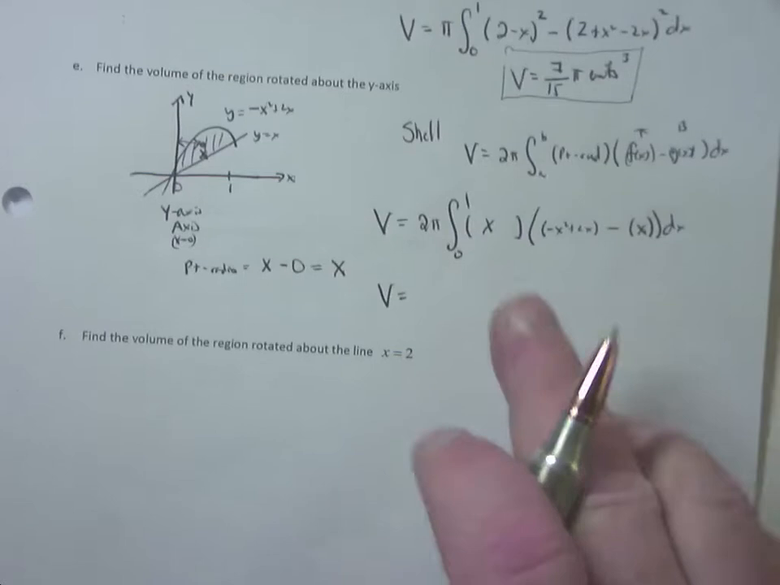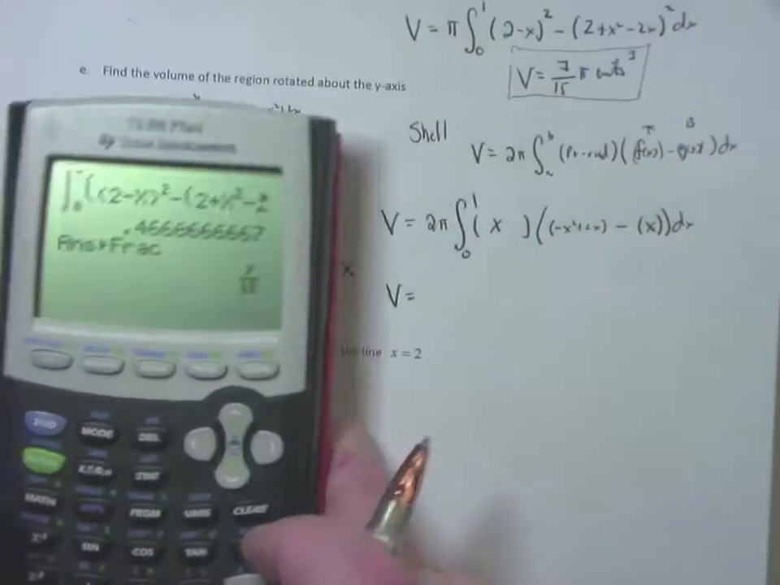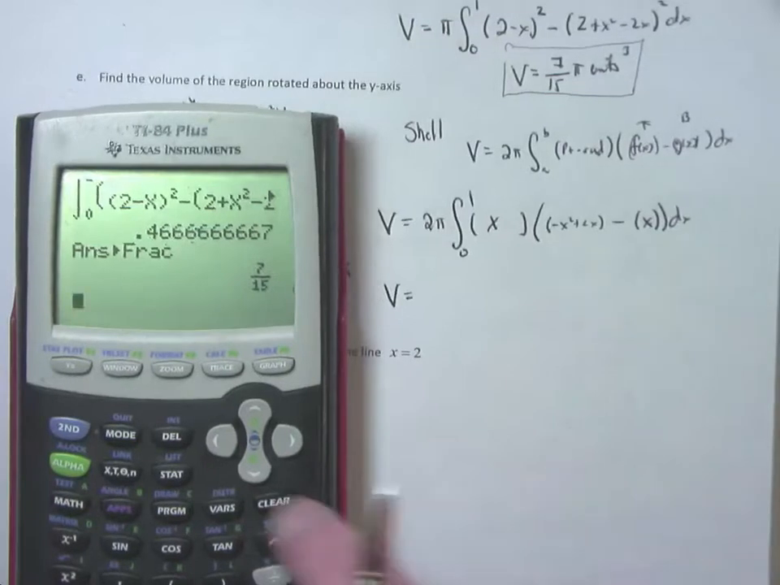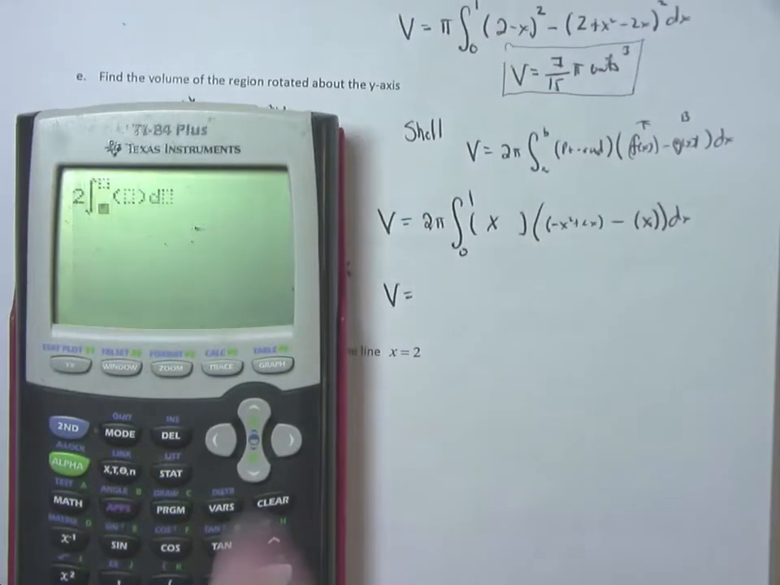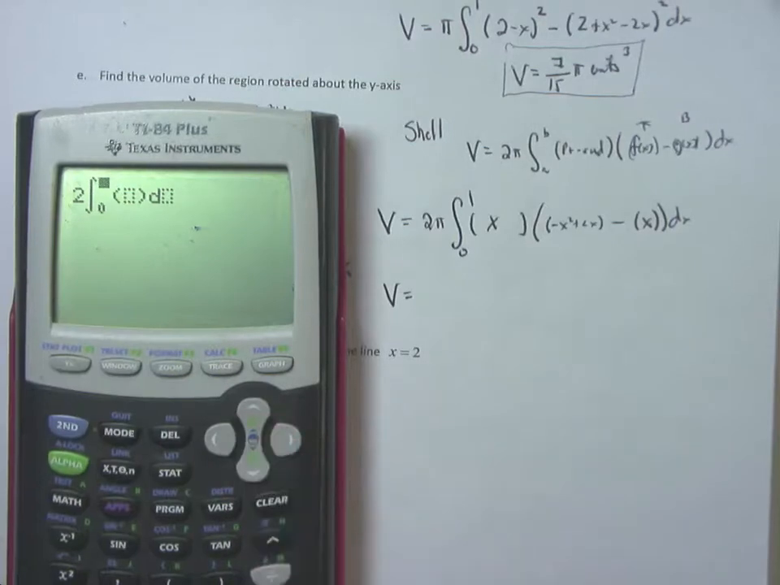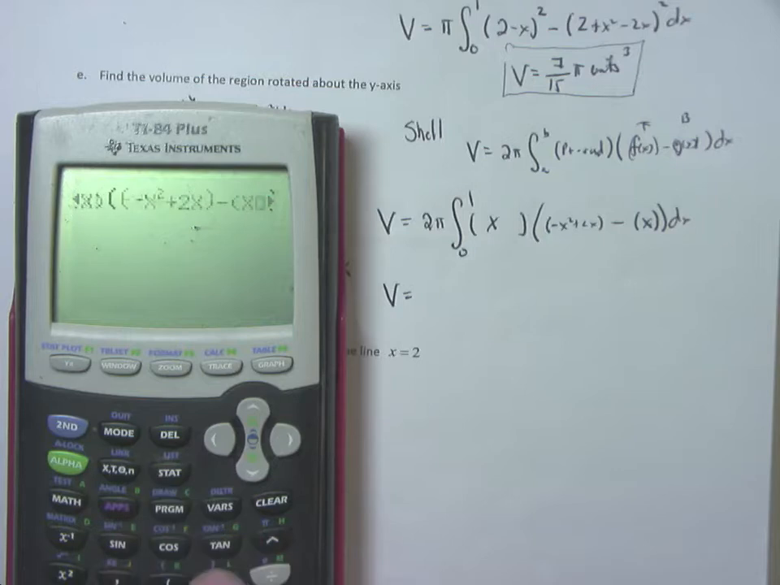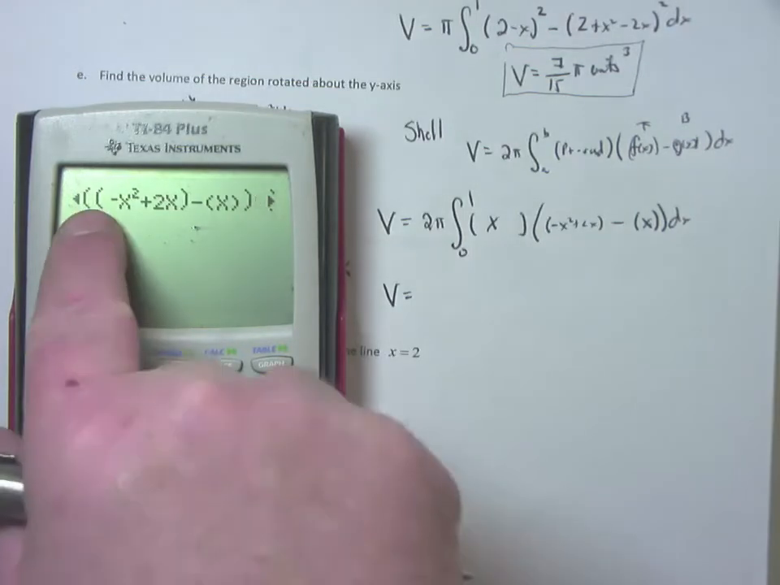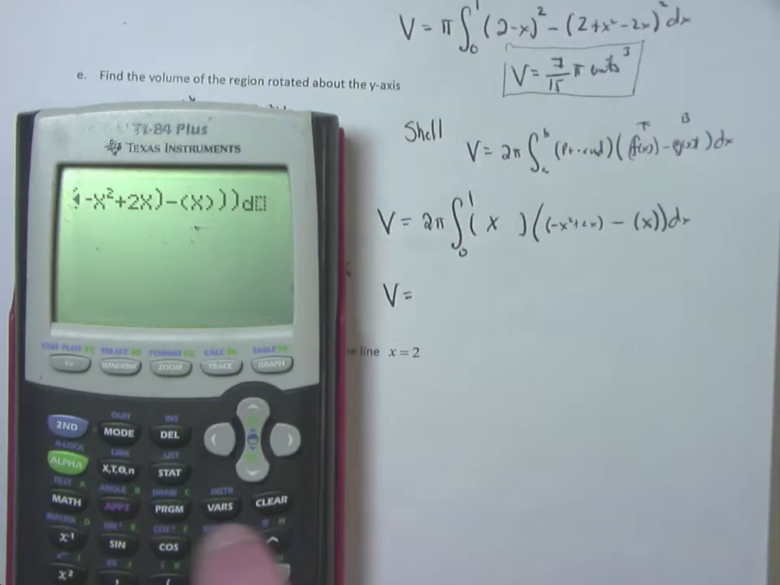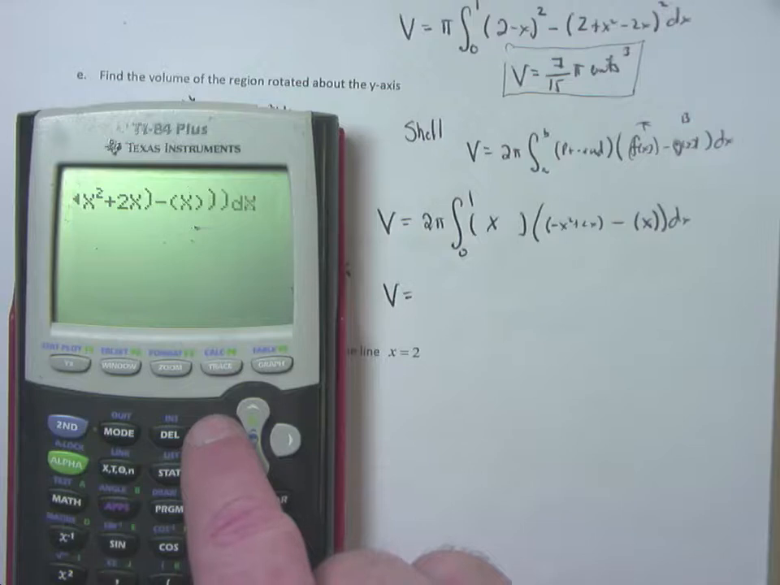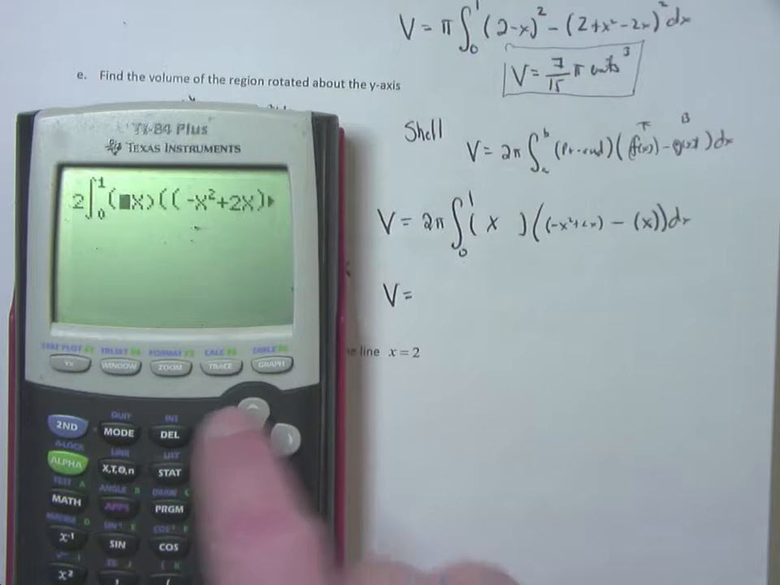Now, on this particular problem, I traditionally leave my answer in terms of pi, but the shell method has this 2 pi out in front of it, so I'm going to get 2 and then go math number 9, so that represents the 2, and just stick the pi on there, from 0 to 1 of my point radius, which is parentheses x, close parentheses, times an open parentheses, top, negative x squared plus 2x, close parentheses, minus bottom, x, close parentheses for that part, and then the dx. So just make sure your parentheses all match up on this one. And there's one set of parentheses for the entire integrate the whole thing.